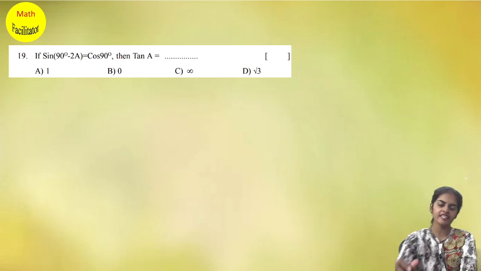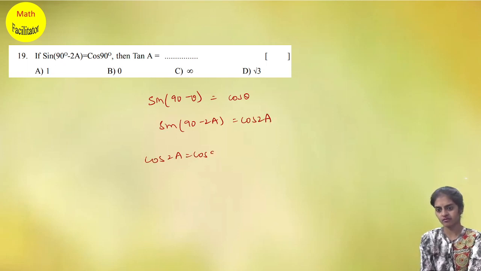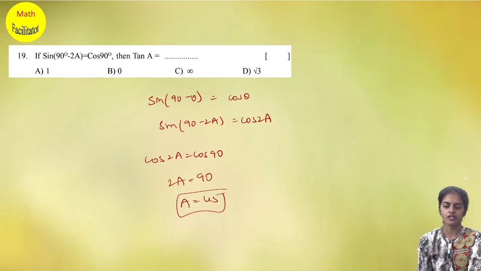If sin 90 minus 2A, we know sin 90 minus theta is cos theta. So sin 90 minus 2A is cos 2A. So cos 2A is cos 90, which means 2A is 90. So A is 90 by 2, which is 45. So what is tan A? Tan A is nothing but tan 45. Tan 45 is 1. So option A is correct.